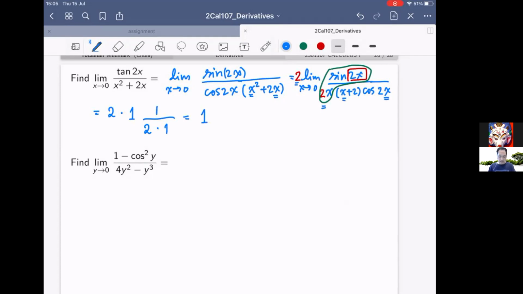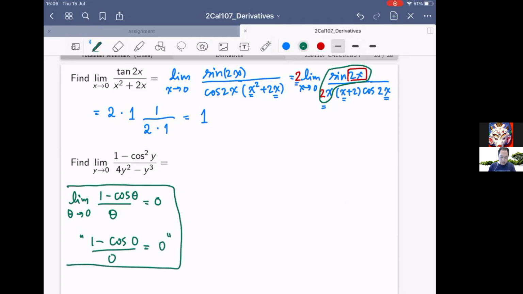Now, for this one, same thing. Remember that what we have done is 1 minus cosine theta over theta will be 0, right? So it looks like 1 minus cosine of 0 over 0 will be 0. This is again roughly speaking, but it must be the same 0.